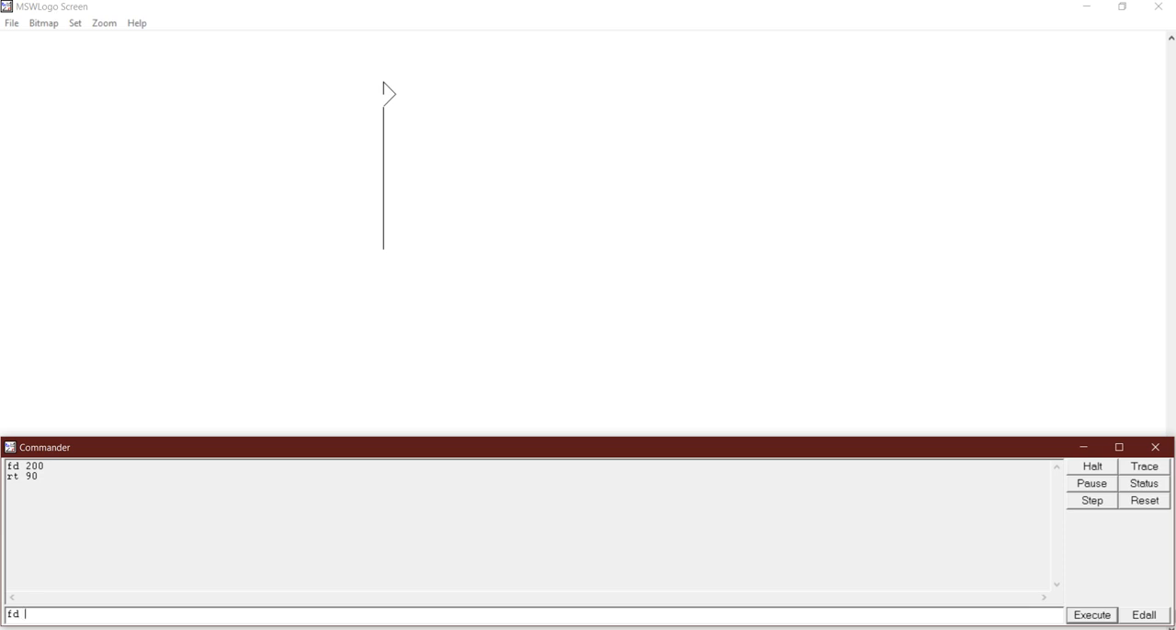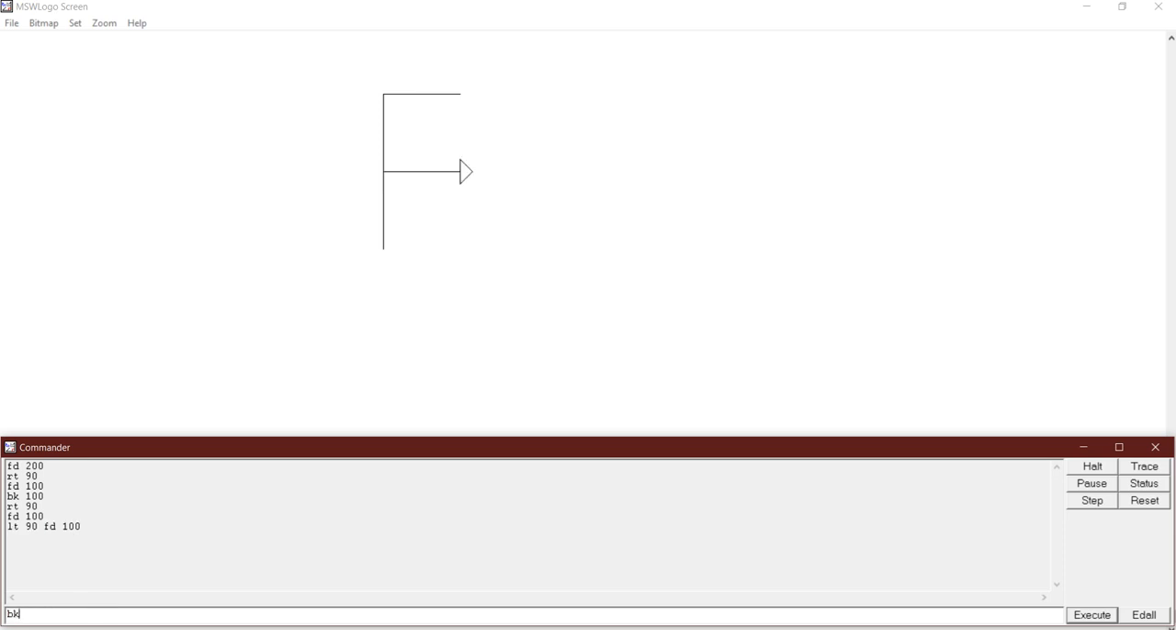FD100, to draw the upper horizontal line of 100 units. Then, BK100 to move the turtle backwards. RT90 to rotate the turtle by 90 degrees so that it faces the lower side of the screen. After that, FD100 to move to the middle of the vertical line. Then, LT90 and FD100 to draw the middle horizontal line.